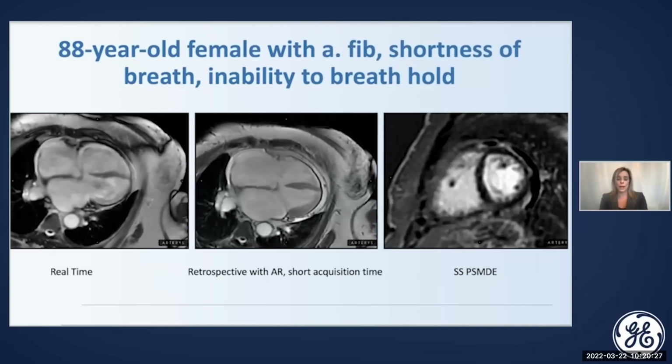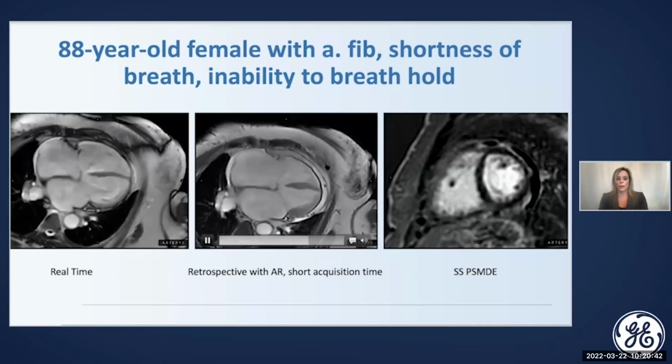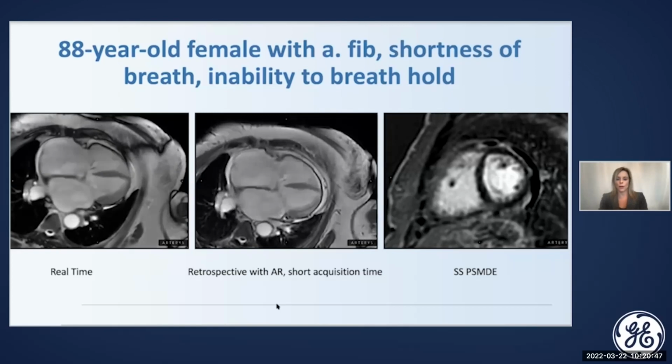The next patient is an 88-year-old female with atrial fibrillation, shortness of breath, and inability to breath hold during the exam. And again, we struggled with arrhythmia. You can see our best images are retrospective gating with arrhythmia rejection and a short acquisition time, where we can appreciate the ventricular function, her atrial dilatation, and tricuspid regurgitation. However, our single-shot PSMDE images turned out very nicely with no issues with respiratory motion or arrhythmia.